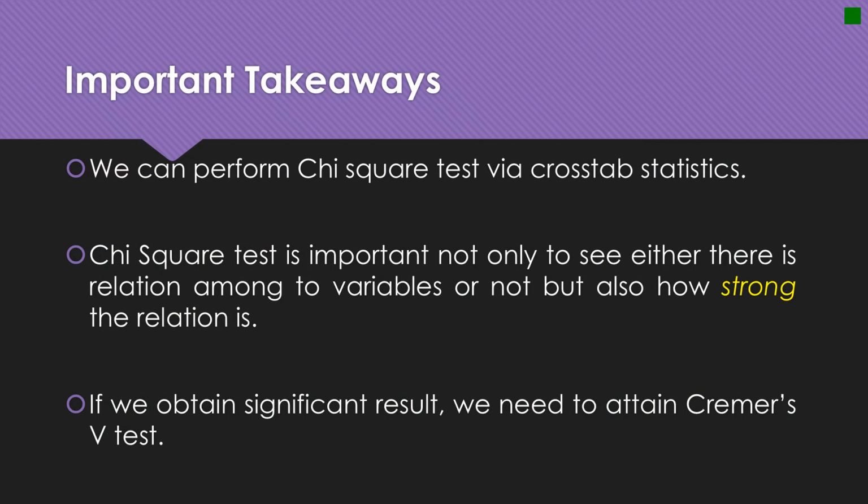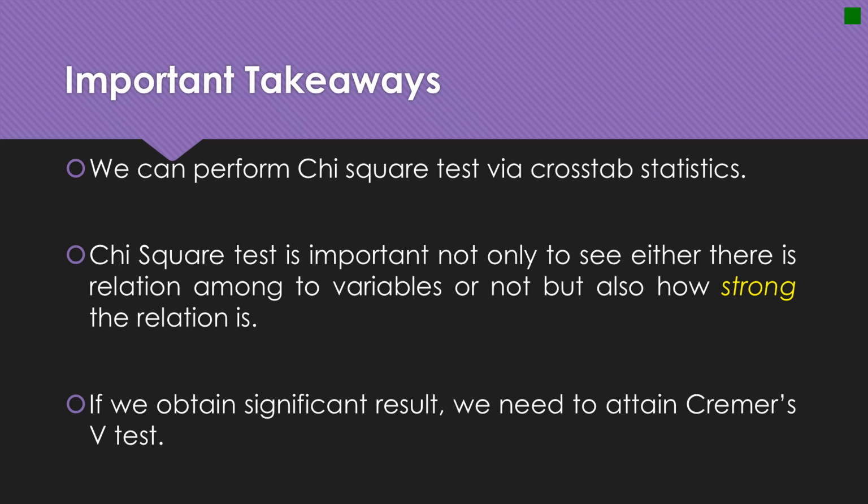So what are the important takeaways from all these efforts? First of all, we can perform a chi-square test by cross-tab statistics here. The chi-square test is not written in PSPP; we have to find the cross-tab statistics, and we got it from there. Next, the chi-square test is important not only to see whether there is a relation among the variables, but it also shows whether there is a strong or weak relation, and if it's strong, how strong it is.